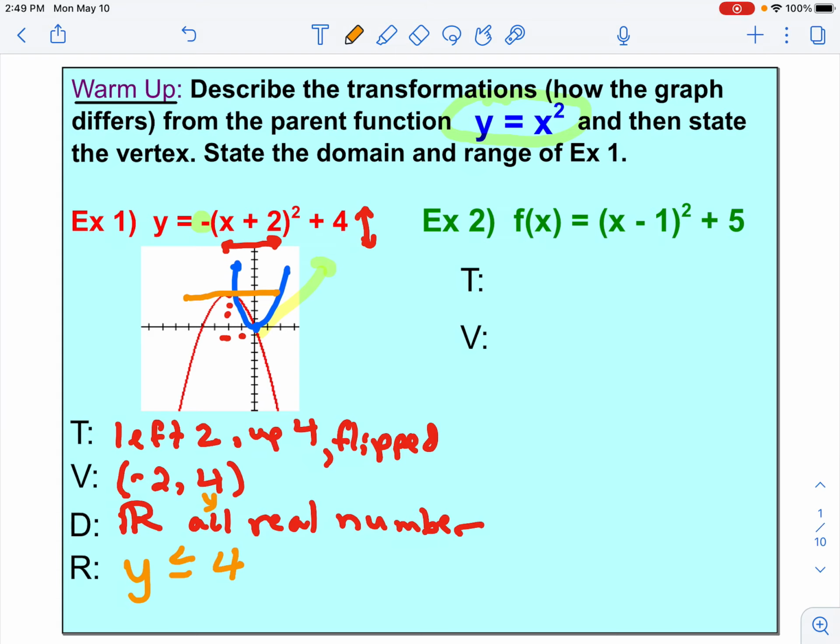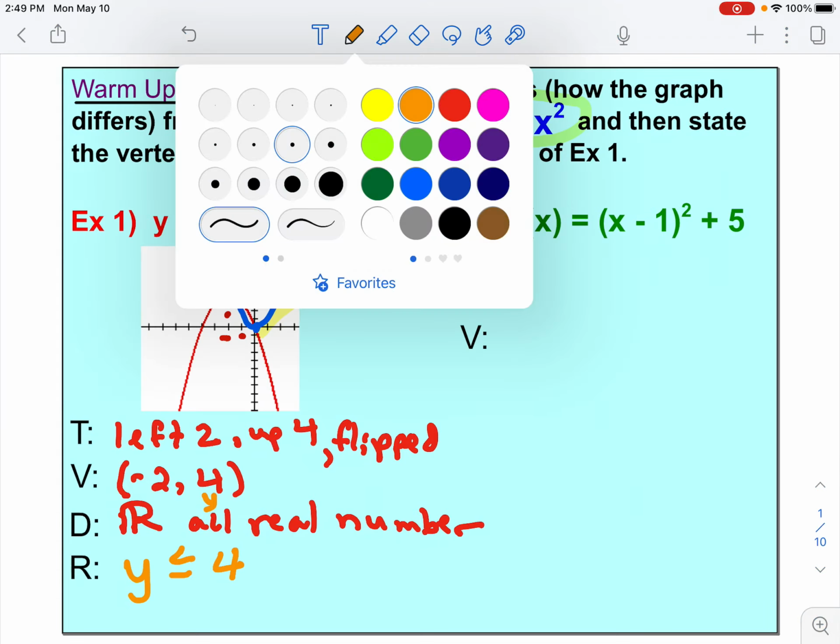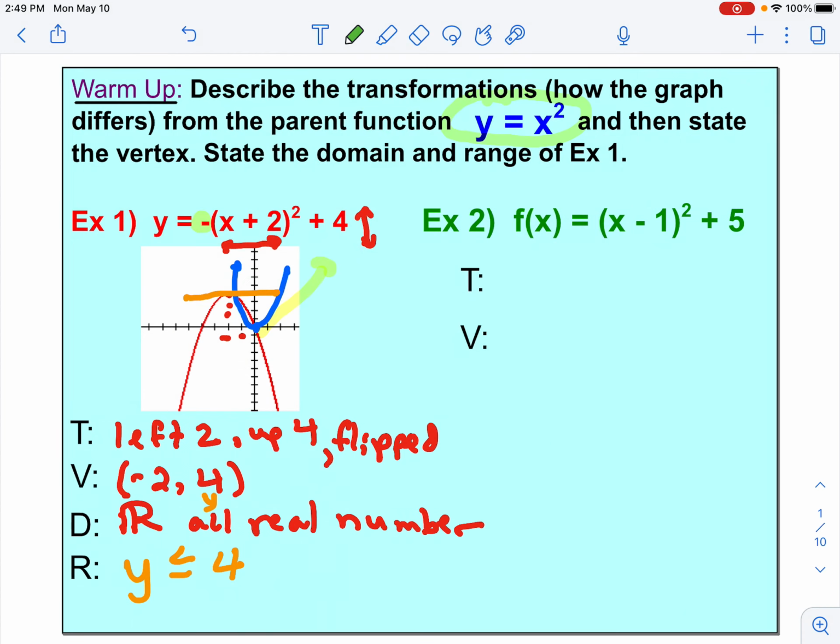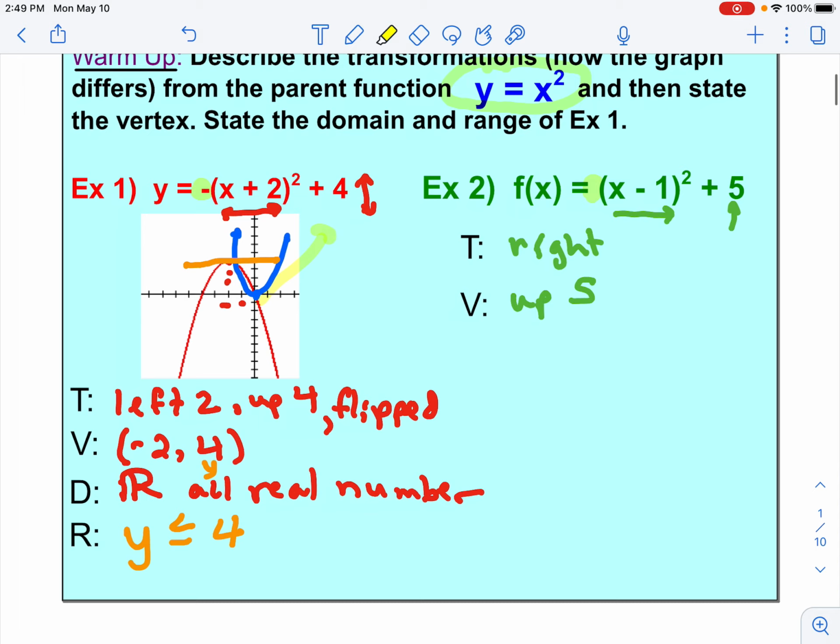All right, the next one, the transformations, this number in here is shifting it right or left. It's the opposite of what I think, and so it is going to the right 1 space, and this is making it go up 5. Notice that what's in front here is not negative, and so it is not flipped over. So that's some of the things we worked on yesterday.